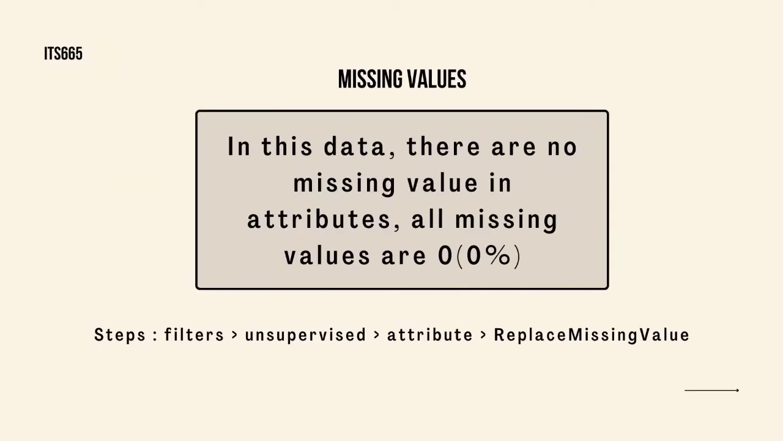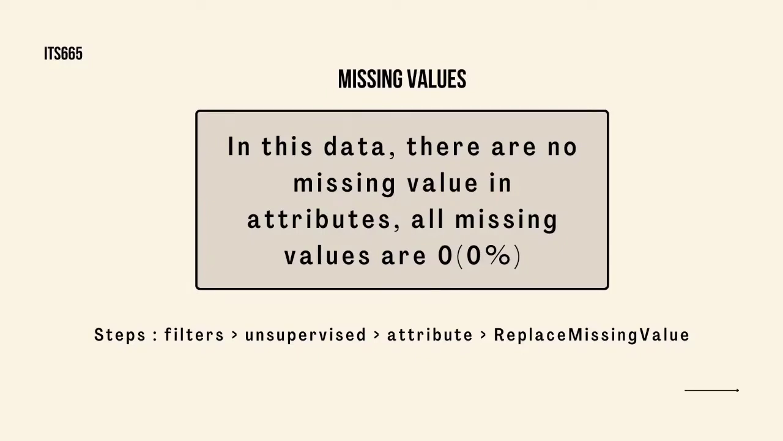For missing values, in our dataset, there are no missing values in the attributes. All our attributes show 0% of missing value. Although our dataset did not consist of any missing value, we will still show a simple flow of how to handle the dataset if it has missing values.